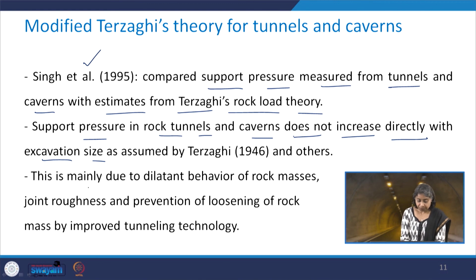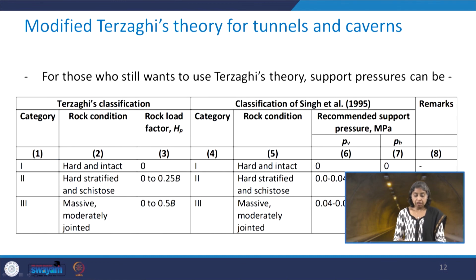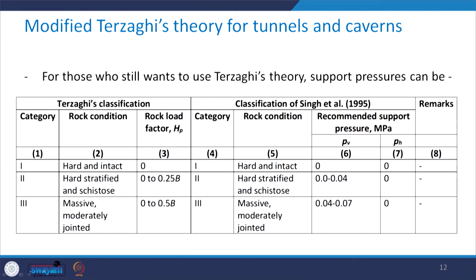This is mainly due to the dilatant behavior of rock masses, joint roughness, and prevention of loosening of rock mass by improved tunneling technology. But still, for those who want to use Terzaghi's theory, here is a table showing the comparison of Terzaghi's classification along with the classification of Singh et al., which was proposed in 1995. So take a look here.